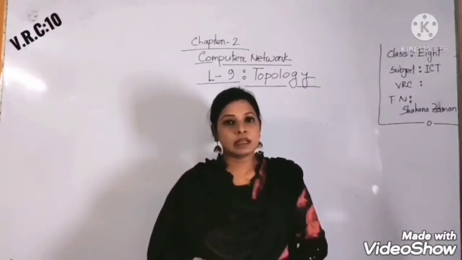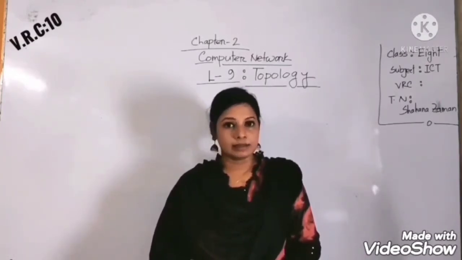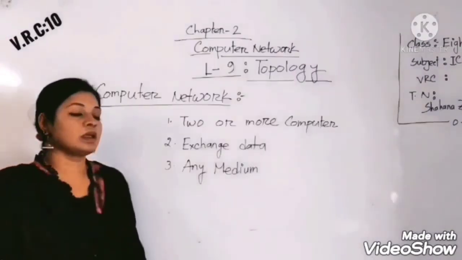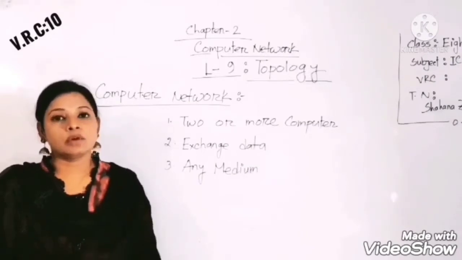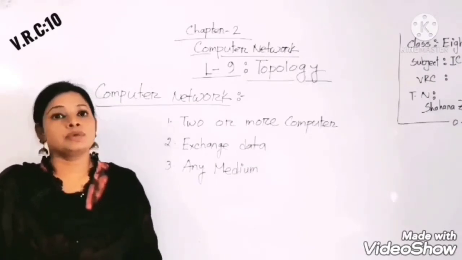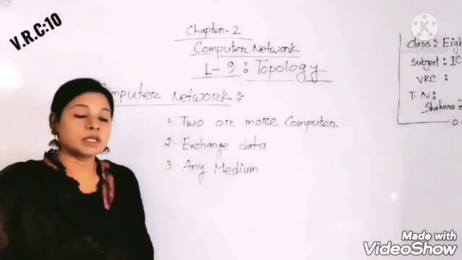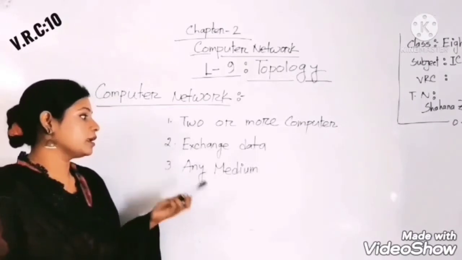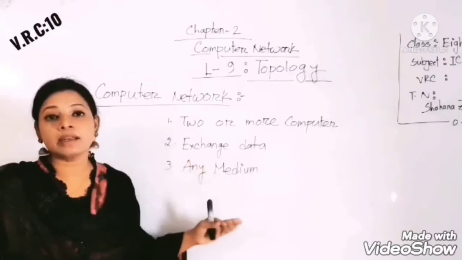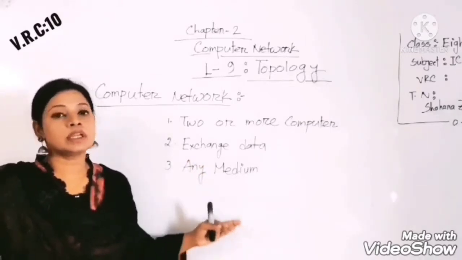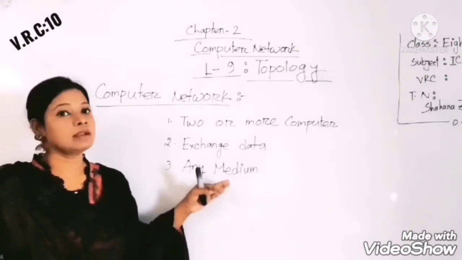Students, in today's class we will discuss lesson 9, and follow the class. My dear students, we already know about computer networks, and you know if you want to create a network, you need 3 things. First one, 2 or more computers. Number 2, exchange of data and a medium. If you have these 3 things, you can create any computer network easily. But if you do not have these 3 things, you cannot create the network.